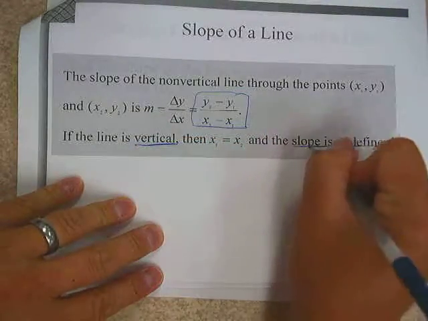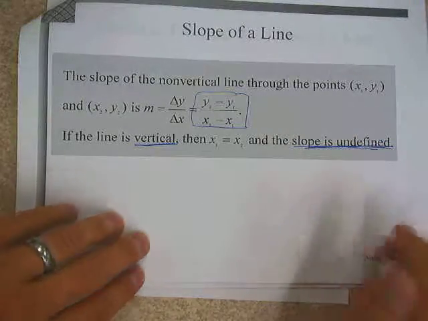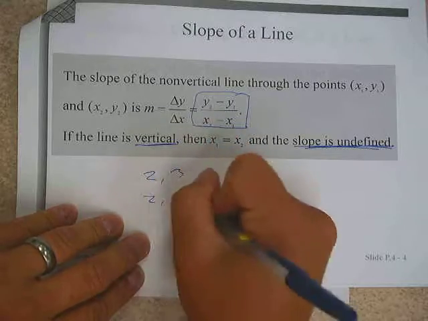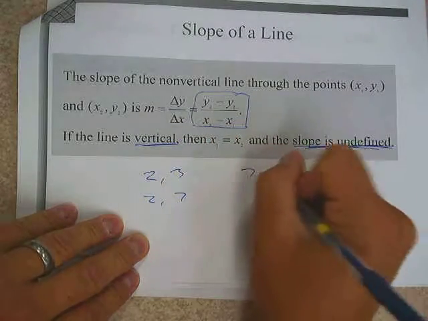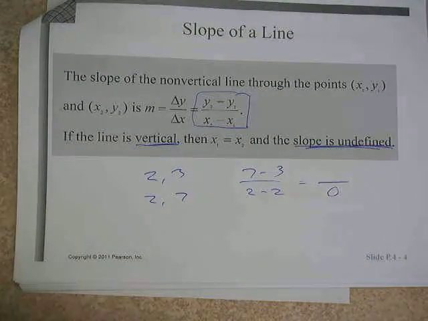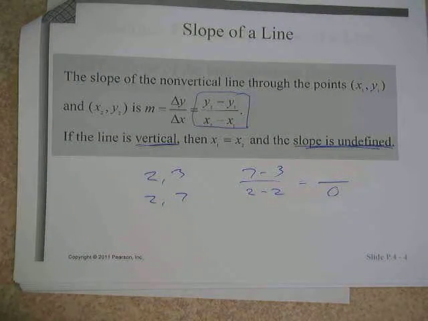Another point here is that if the line is vertical, the slope is undefined. If you think about it, if I had two points that were vertical to each other, like say (2, 3) and (2, 7), if I did 7 minus 3 and 2 minus 2, what would that give me on the bottom?